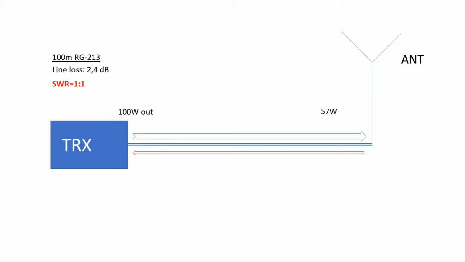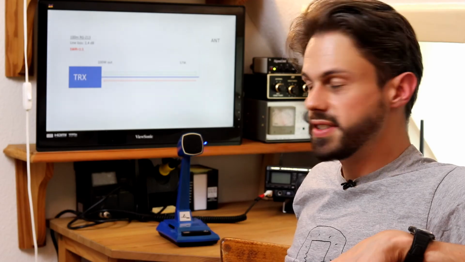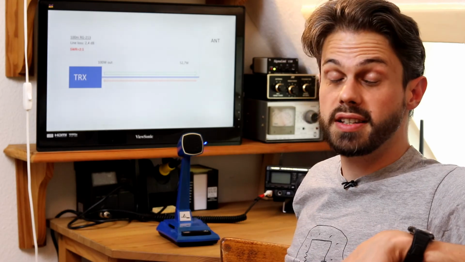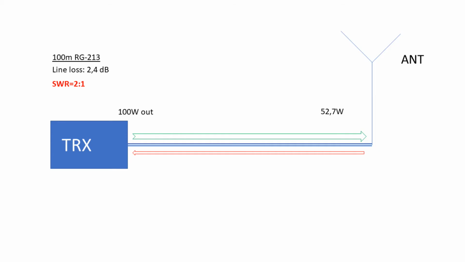Let's say we have a line loss of 2.4 dB, which is kind of bad. This means only 57 watts out of our 100 watts reach the antenna at an SWR of 1 to 1. So if we play the same game again, we see that for an SWR of 2 to 1, only 52.7 watts reach the antenna. For 3 to 1, only 46.5. And for an SWR of 6 to 1, it's 33.5 watts.